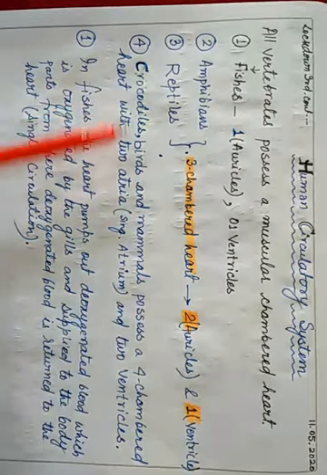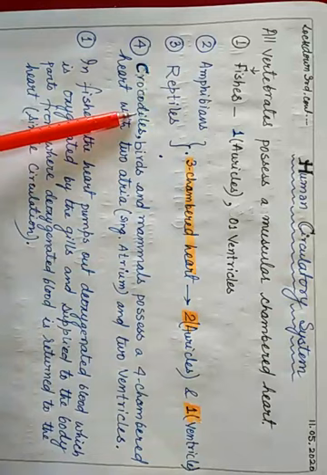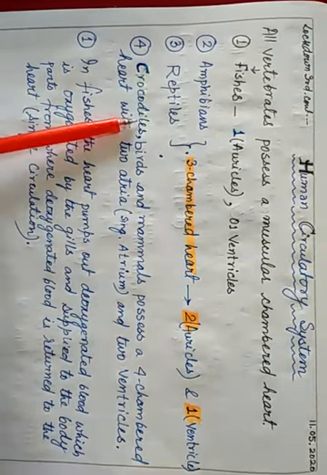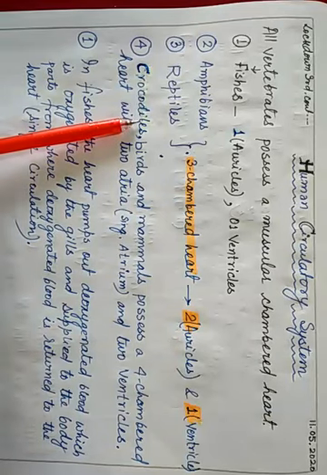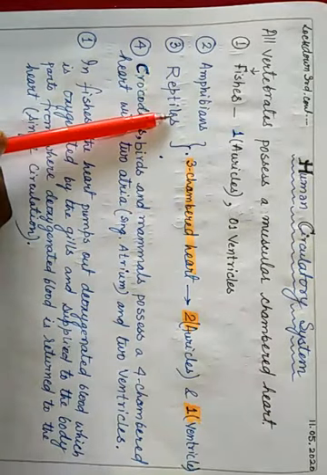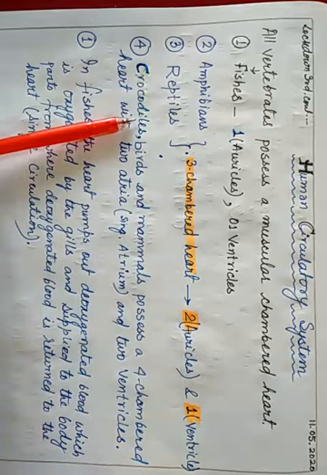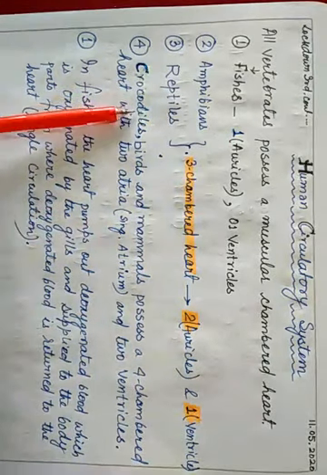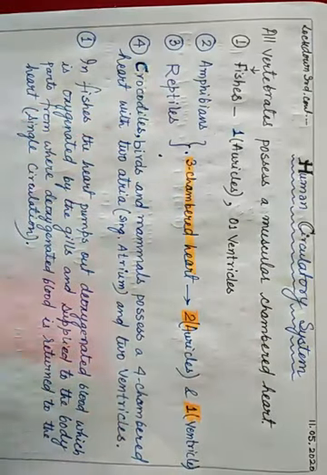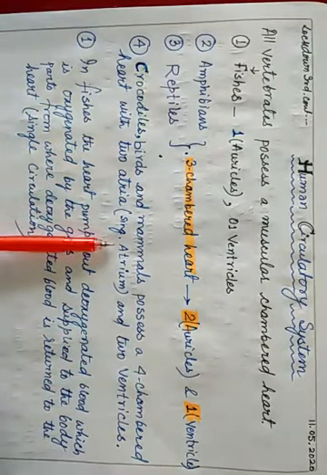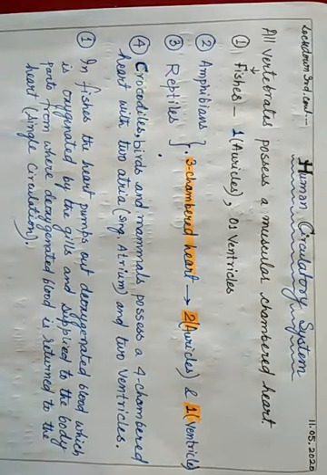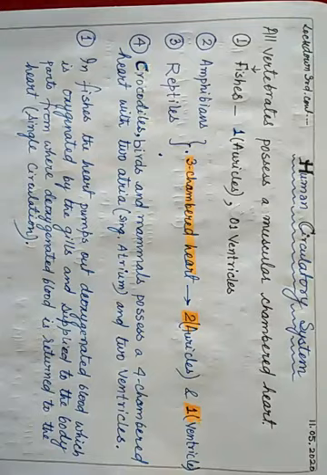Now, crocodiles, birds and mammals. Crocodiles are representatives of the class Reptilia, but we have taken them here because crocodiles are the exceptional example of the class Reptilia where we get a four-chambered heart like birds and mammals. That's why we are considering crocodiles, birds and mammals, which possess a four-chambered heart with two atria and two ventricles. Clear? Now one by one we will discuss in brief.